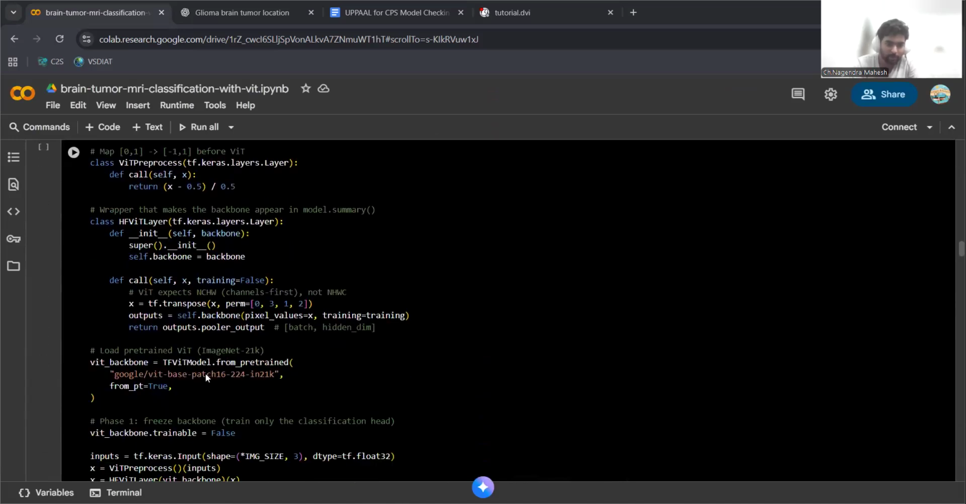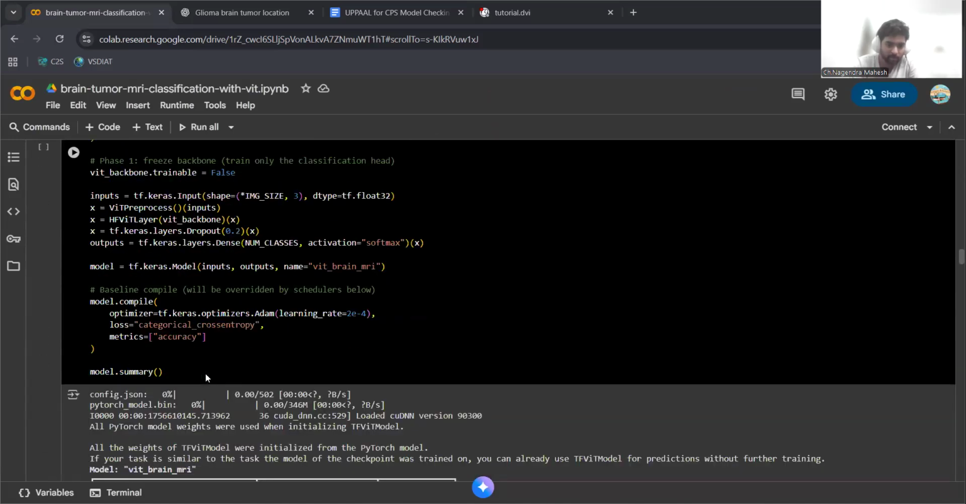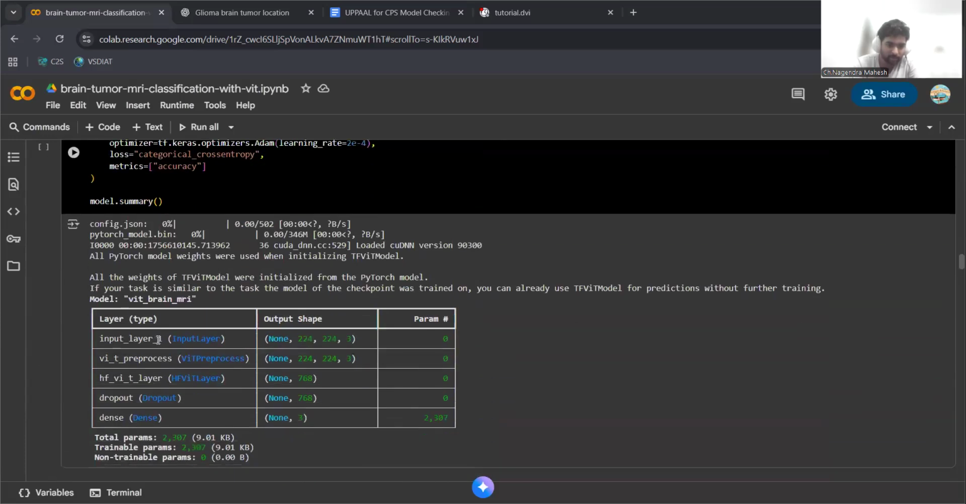And now here we are importing the transformer model. These are the inner layers of the transformer we have imported. This is the input layer, this is the pre-processing layer and the ViT layer, and these are the dropout and dense layers.